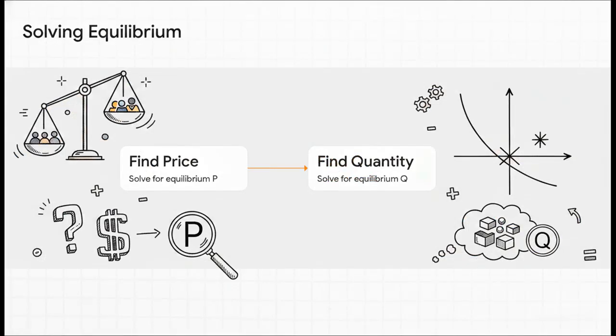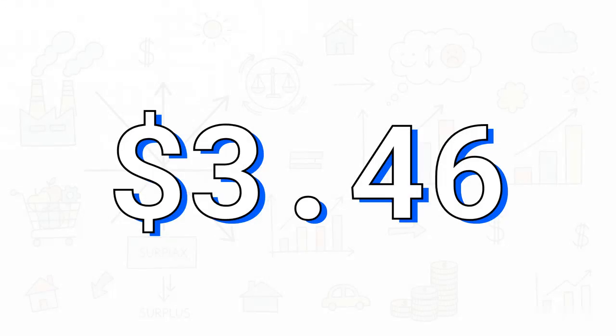But wait, let's actually do the math. To find the market equilibrium, that exact sweet spot where buyers and sellers completely agree, we just set the two equations equal to each other. It's kind of like solving a mystery to find where the market clears. First, we just group our numbers, and by isolating that price variable, we uncover the exact dollar amount that perfectly balances the market. And boom, there it is, $100.